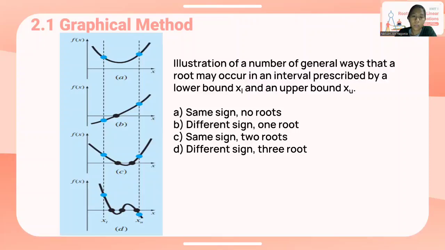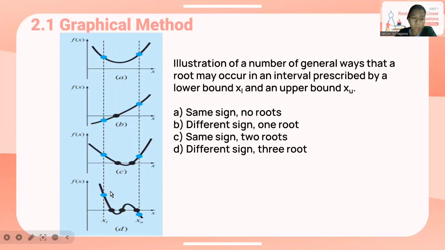In B, there is one root that crosses the x-axis, and there are 2 points that have different signs, positive and negative. And in C, there are 2 roots that cross the x-axis, and there are 2 points that are both positive.